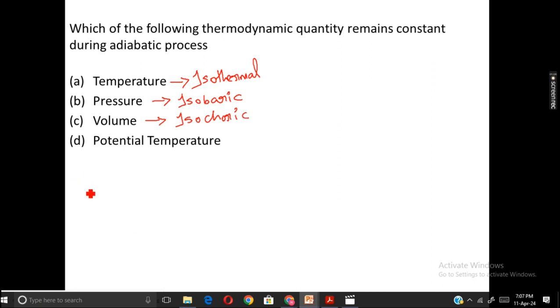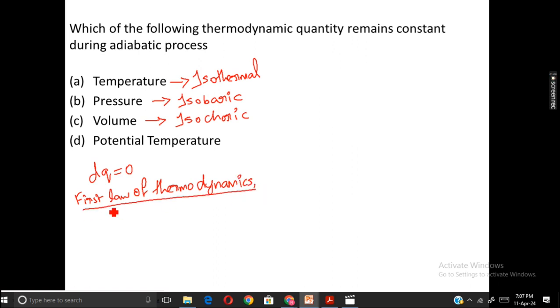We know that an adiabatic process means dQ will be zero. There is no heat added, or heat doesn't enter or leave the system. This is the basic idea of an adiabatic process. So since dQ is zero, let's try to prove this actually, that during an adiabatic process, potential temperature remains constant. This thing I haven't taken earlier, so I just want to cover this.